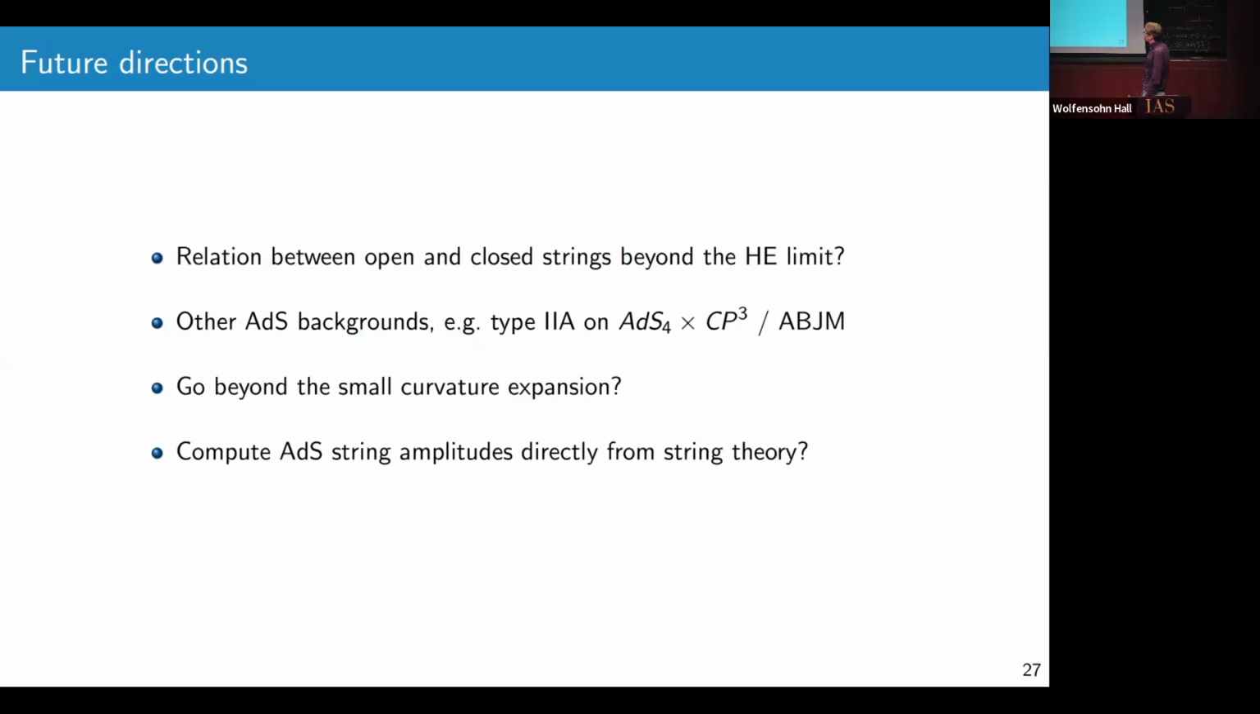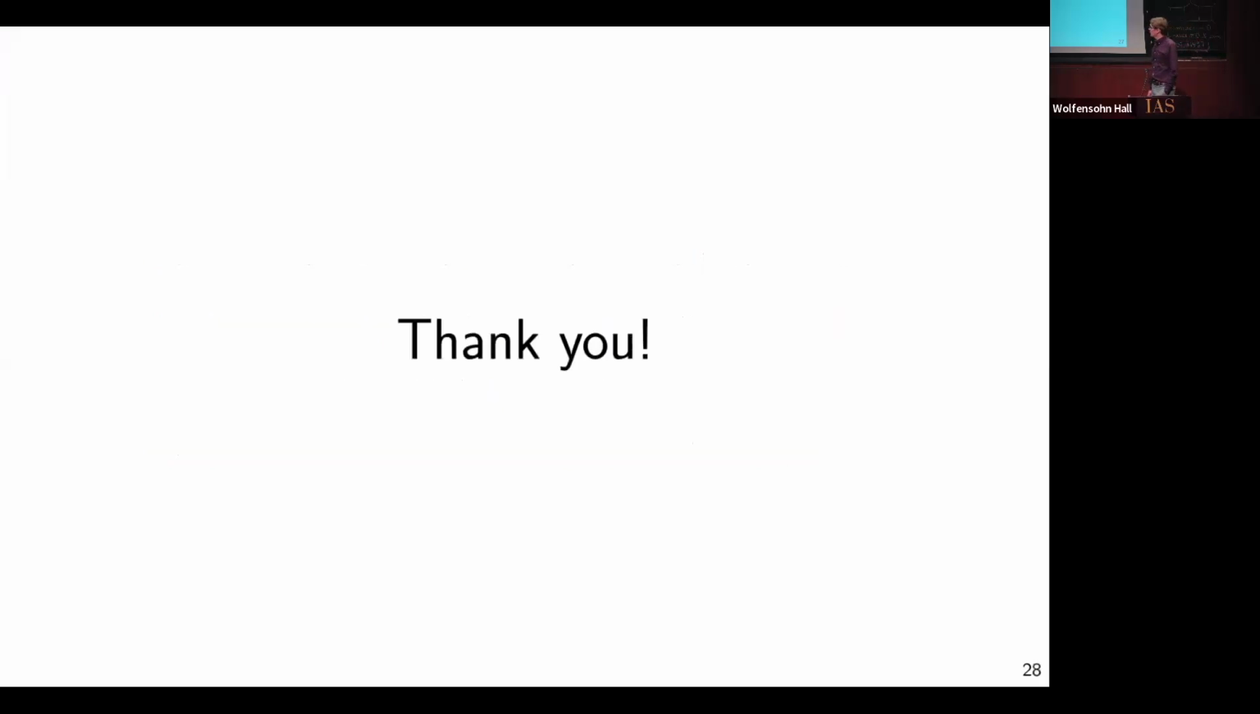We're working on doing the same in other AdS backgrounds, like type 2A string theory on AdS4 cross CP3, which is dual to ABJM in the 't Hooft limit. And we would also like to understand if we can go beyond the small curvature expansion. Maybe the high energy limit is a good starting point for this. Finally, it would be great if we could eventually compute this directly from string theory. And we saw last week at Strings that string field theorists are confident that they can do this computation. Thank you.